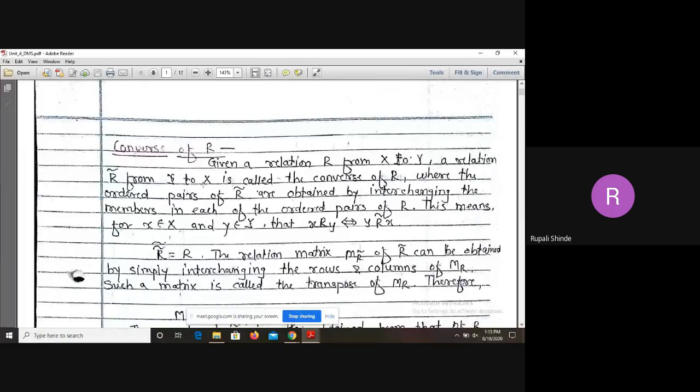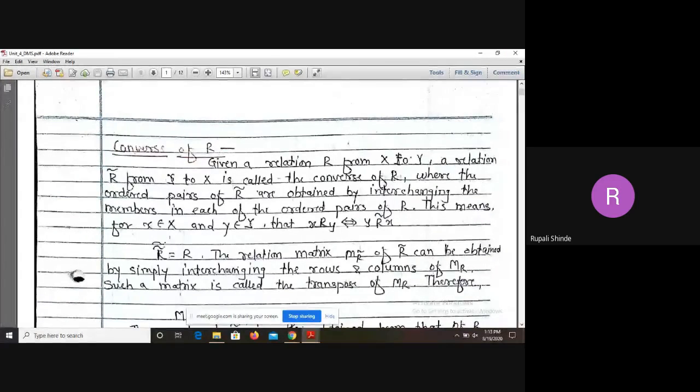y to x is called the converse of relation R. In short, we just have to alter the sequence of elements of the ordered pair. Then it will give you the converse of that relation. If relation R is from x to y, then the converse of that relation is defined by this symbol, R converse.